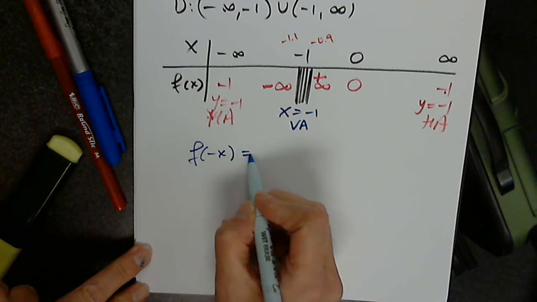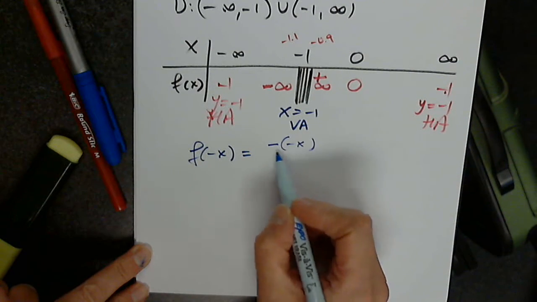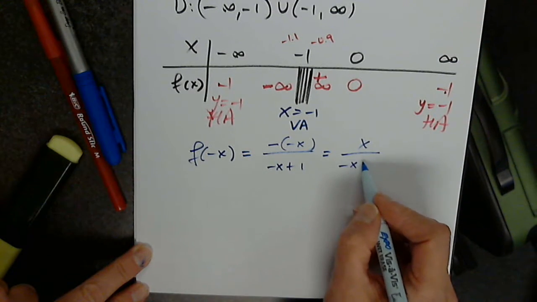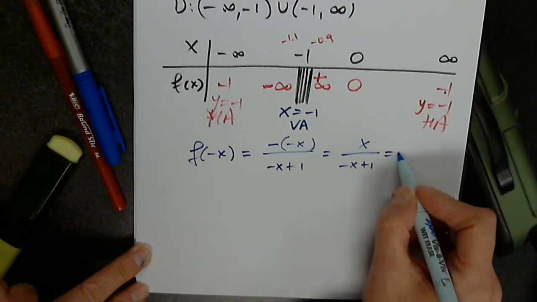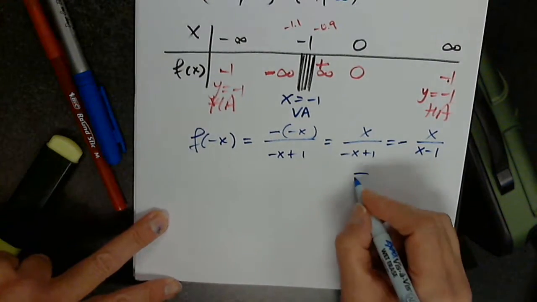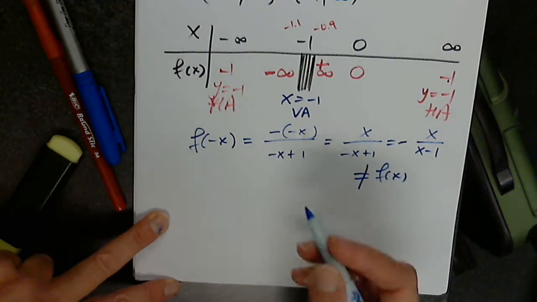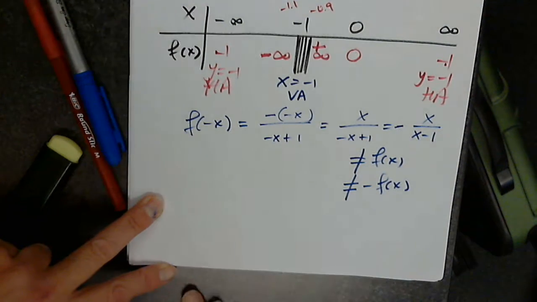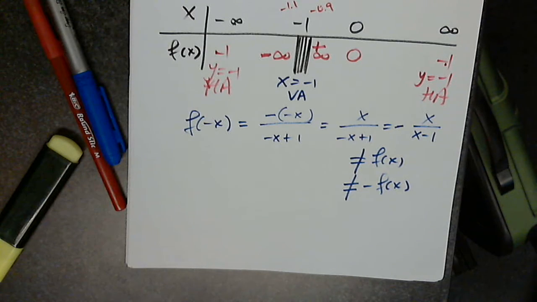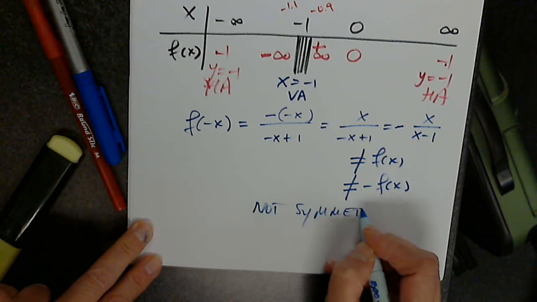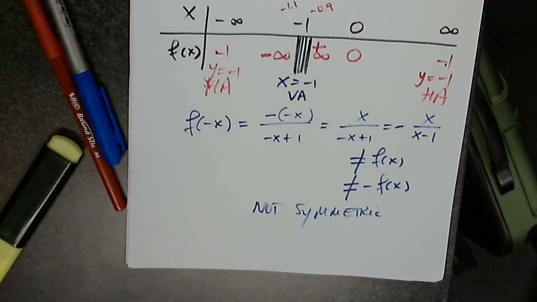So f of negative x will be negative x over negative x plus 1. The top is x, the denominator is negative x plus 1, and if you factor out negative 1, you will write this. So f of negative x does not equal f of x, and it does not equal negative f of x. Therefore, this function is not symmetric. Any questions so far?